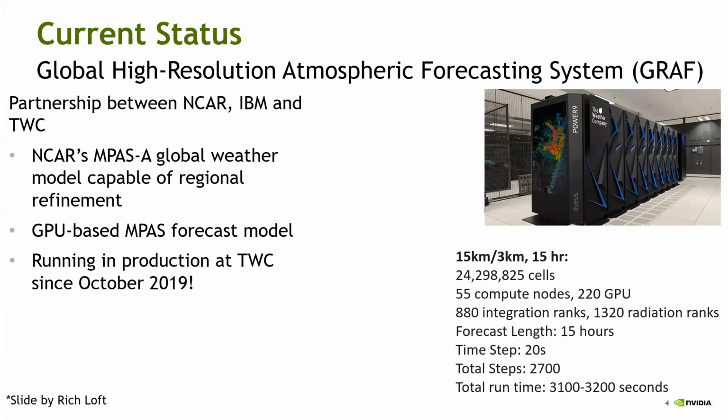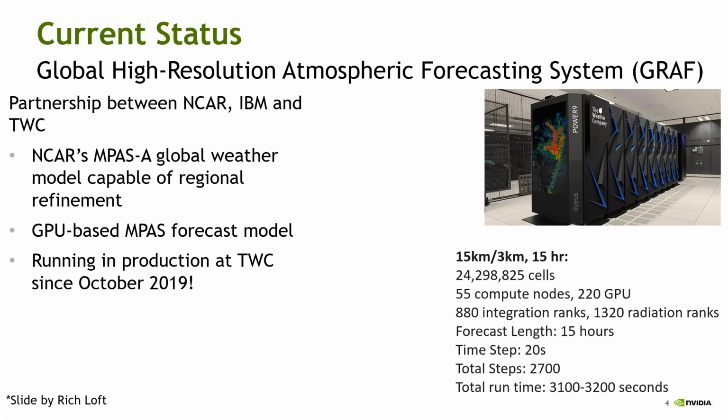So this slide is taken from Rich Loft's presentation back at GTC. It basically shows the global high resolution atmospheric forecasting system, which internally uses MPAS-A as the regional refinement model for forecasting weather. It's a GPU-based forecast model, and this is the branch, this is the code I would actually be talking about.